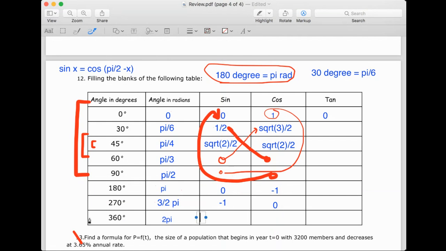Then 360 is the same as 0 because remember we run the circle. We start from 0 when we run a circle. Basically, we run 360 degree or we run 2 pi. You know, we came back to 0. So sine 360 degree equals to sine 0, which is 0. And cosine 360 degree is the same as cosine 0 or cosine 2 pi, which is 1. All right, the tangent value you can derive from this sine and cosine value.